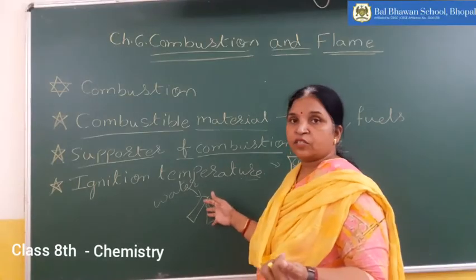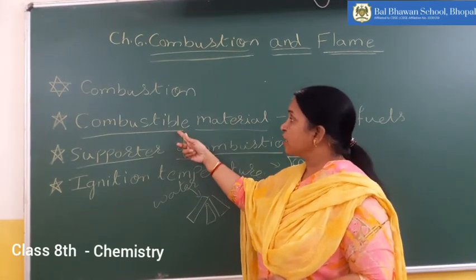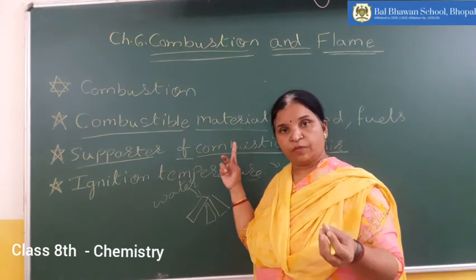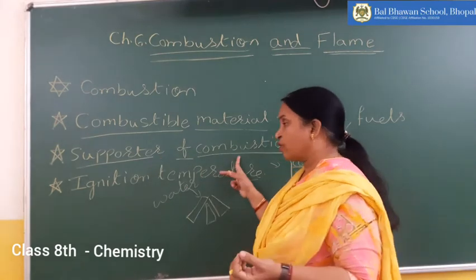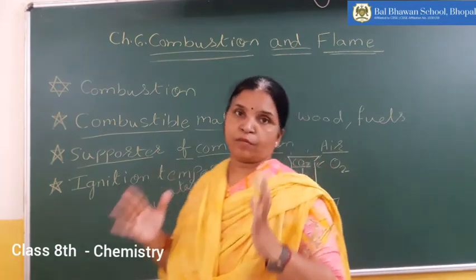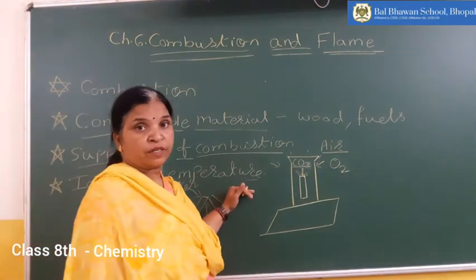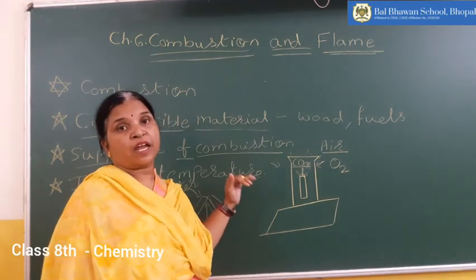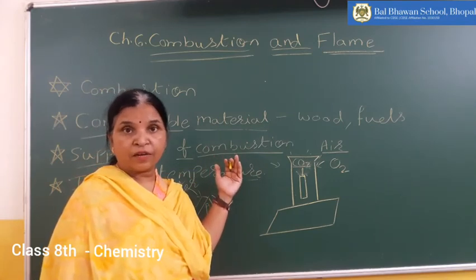These are the three conditions which are necessary for any combustion to occur. First thing is combustible material, that means the material which will burn to provide us energy. Second thing, supporter of combustion, that is air or oxygen, which will help in burning. And third thing is ignition temperature. It is the lowest temperature at which the substance catches fire. Clear?